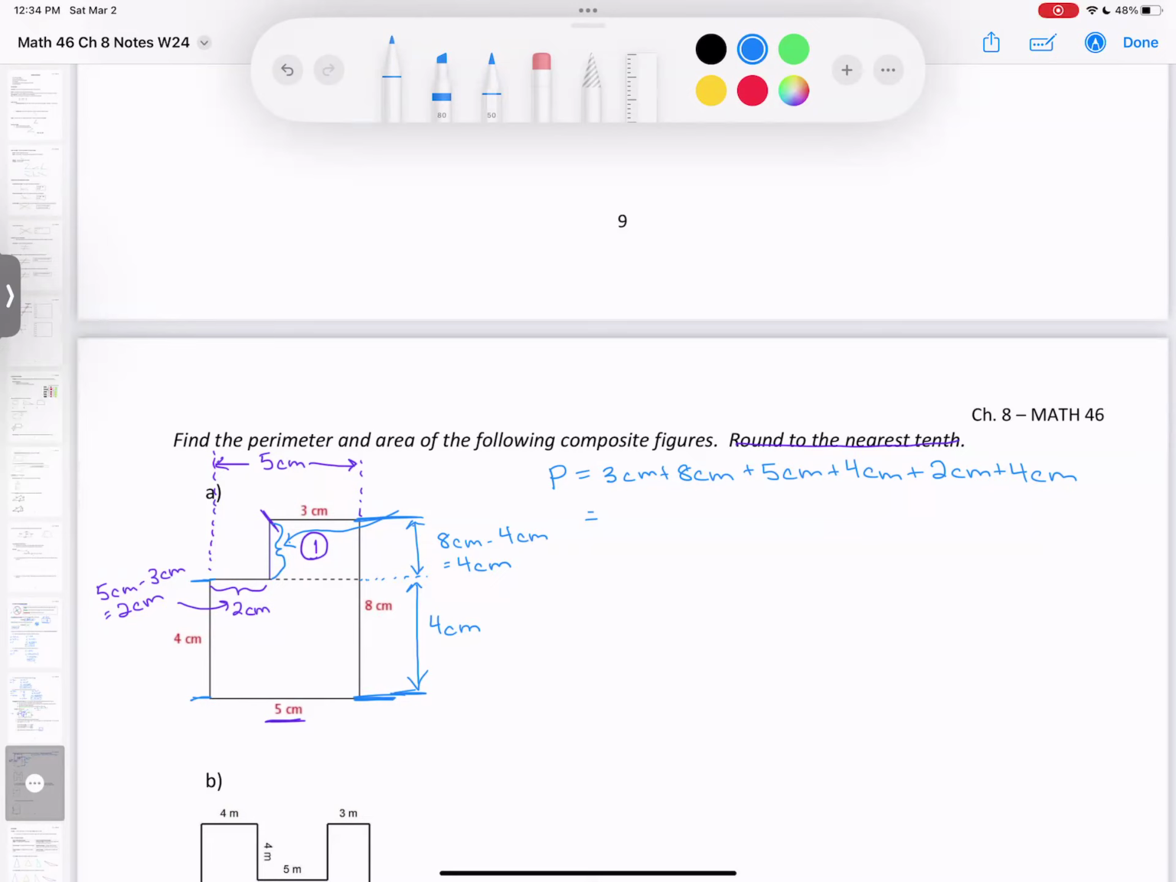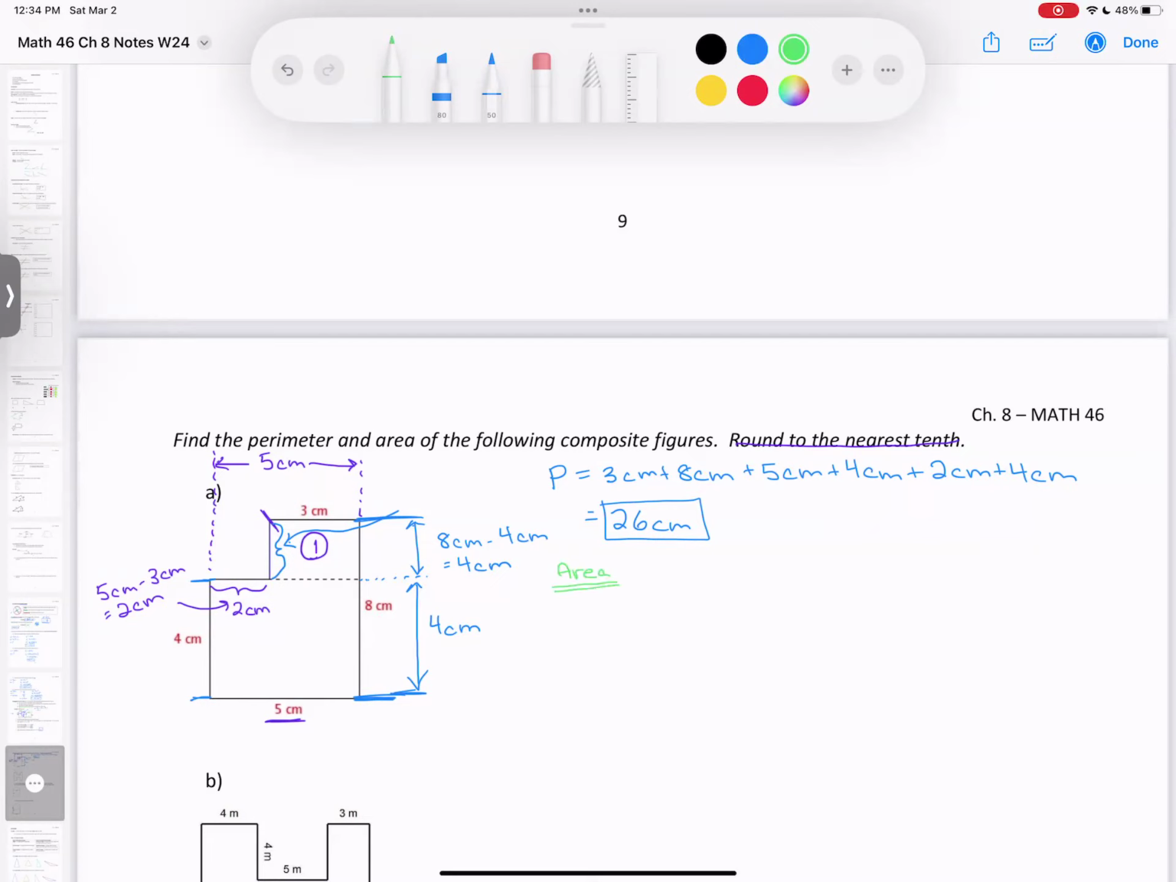Okay, and I get 26 centimeters. So that is our perimeter. Okay, now when we go to do area, first we're going to break this down into multiple shapes.